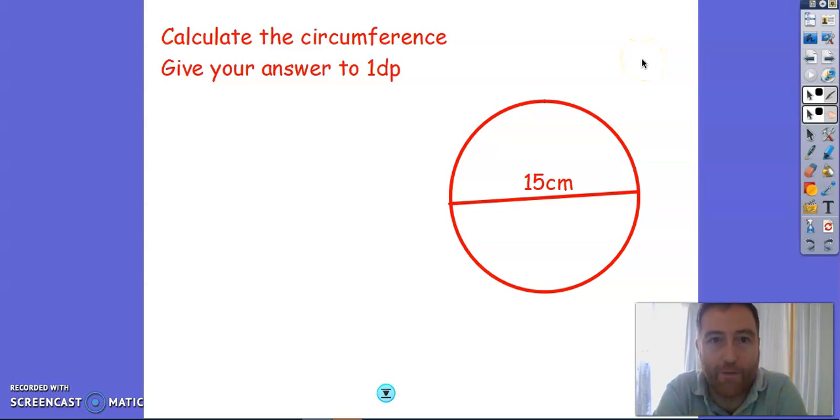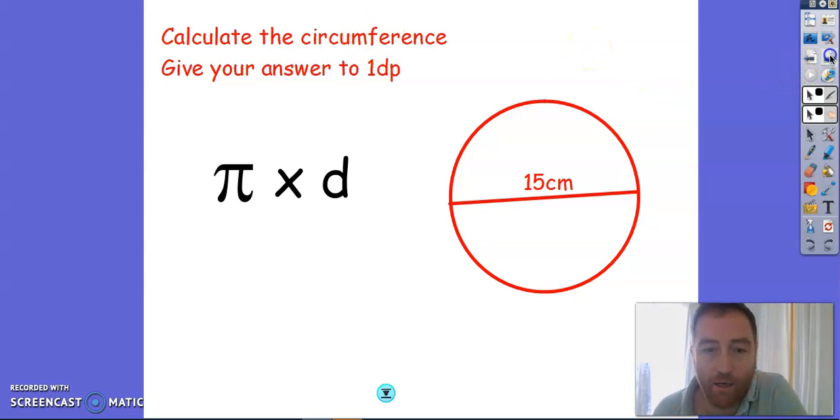Alright, we're going to look at finding the circumference of a circle. Now, circumference is the distance around the outside. It is how far it is to go all the way around a circle, the perimeter of a circle basically. And the way that we calculate that is with the formula pi times diameter. And diameter is the distance all the way across the circle. So it's as simple as that.